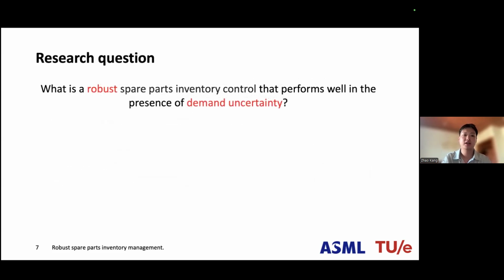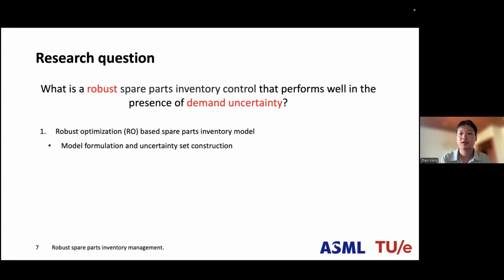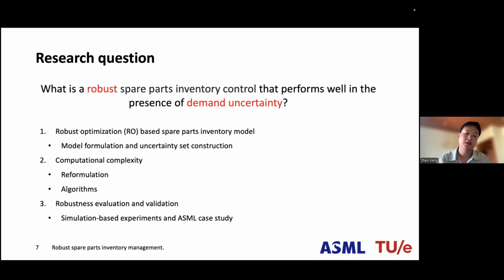So our research question is, what is a robust spare parts inventory control that performs well in case of demand uncertainty? In order to answer this question, we start from the robust optimization model formulation and the construction of the uncertainty set. Then we consider how to solve it, therefore we consider the reformulation and algorithms for large-scale ARO problems. In order to evaluate the performance of our robust model, we conduct a series of simulation-based experiments and an ASML case study.